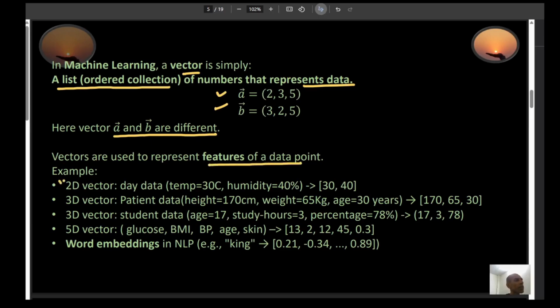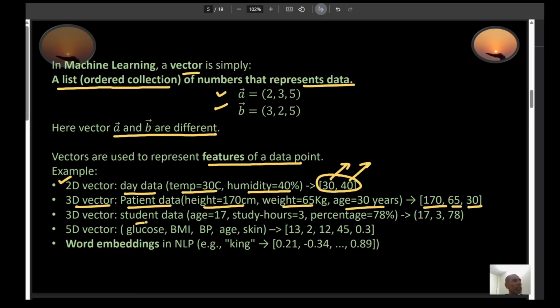Let's take a look at an example of a 2D vector. Suppose you have a day's data. Let's say the temperature is 30 degrees Celsius and humidity is 40%. So your vector is going to be 30 comma 40. The 30 will be temperature, and 40 will represent the humidity. Let's take a look at another example. Patient data. This would be a 3D vector. Let's say the height of a patient is 170 centimeter, weight is 75 kilogram, and age is 30 years. So in this case, my vector is going to be 170 comma 65 comma 30.